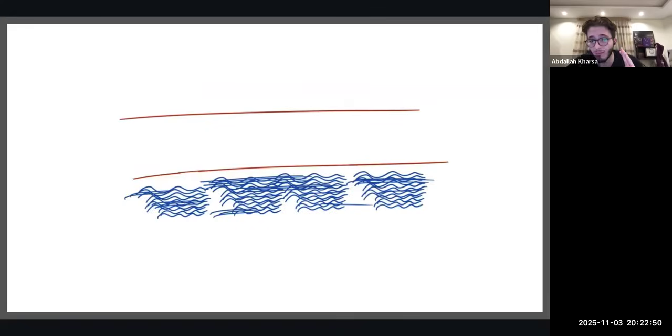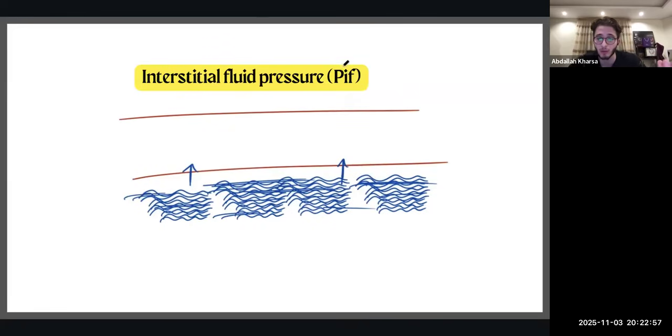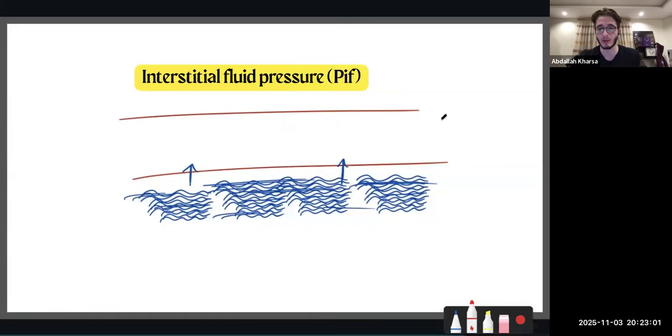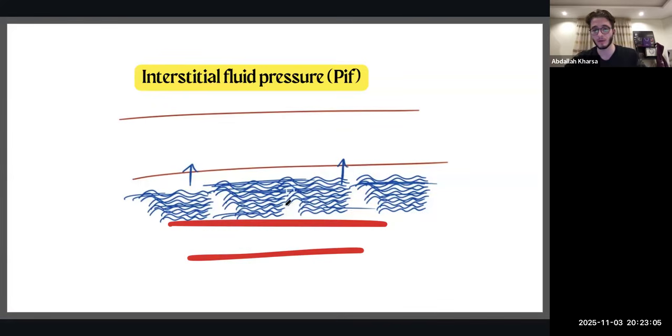If you have fluid outside, this fluid wants to enter. This pressure is called interstitial fluid pressure. The interstitium is the space between blood vessels. If you have a blood vessel here and a blood vessel here, the space between them is called the interstitium. The fluid wants to enter here, enter here. The pressure that it's exerting is called the interstitial fluid pressure, or PIF.